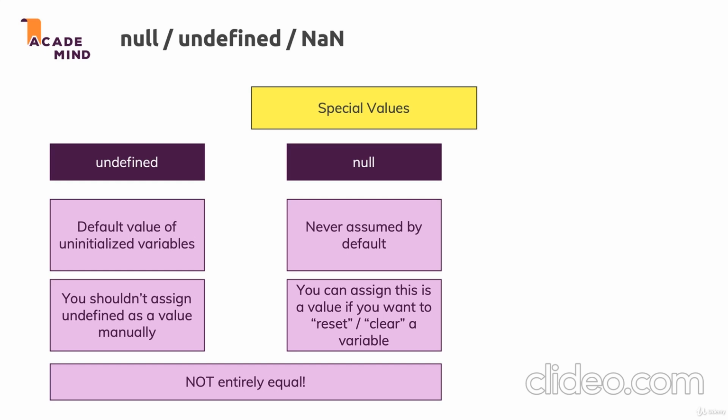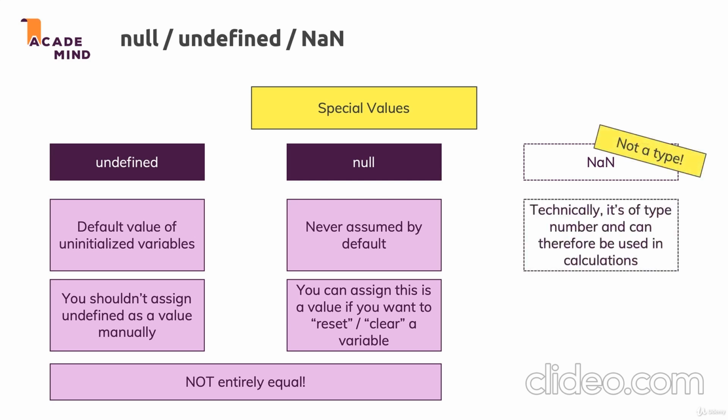Now, there also is one other special value, and that's NaN. That stands for not a number. And technically, unlike undefined and null, which also are their own types, this is not a type. Instead, it's of type number. It's not its own type. And you can therefore use it in calculations where you work with numbers. Now, the idea behind NaN is that it's kind of like an error code if you run a calculation with something that doesn't include a number.